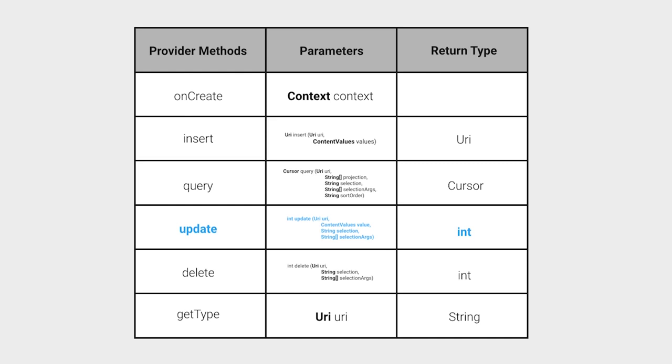And so, as an example, I'm providing you with the provider code to update a single task in the code link below. So this is the last of the CRUD methods, but what about that sneaky getType method we mentioned earlier? Let's learn a little bit about that method next.